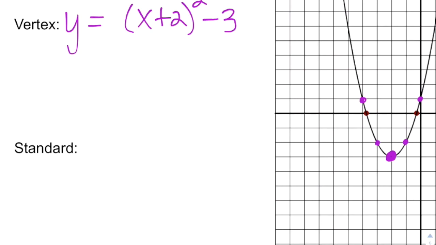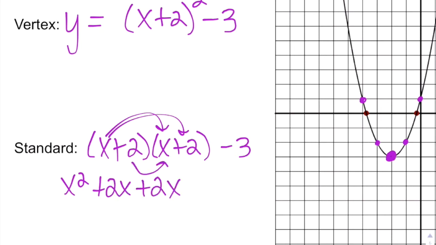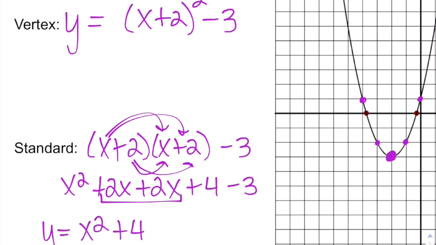To convert this to standard form, you're first going to FOIL x plus 2 times x plus 2, and then we'll subtract the 3 at the end. So x times x is x squared, x times 2 is 2x, 2 times x is 2x, and 2 times 2 is 4. Combining like terms, 2x plus 2x combines to give us 4x, and 4 minus 3 combines to give us the 1.